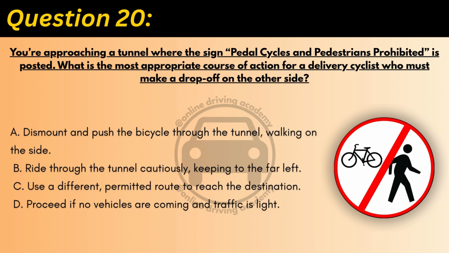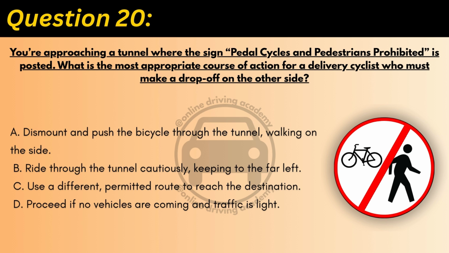And for our last question, you are approaching a tunnel where the sign pedal cycles and pedestrians prohibited is posted. What is the most appropriate course of action for a delivery cyclist who must make a drop-off on the other side? Is it option A, dismount and push the bicycle through the tunnel, walking on the side? Now from the previous question, we know that that is incorrect. Is it option B, ride through the tunnel cautiously, keeping to the far left? Or is it option C, use a different permitted route to reach the destination? Or is it option D, proceed if no vehicles are coming and traffic is light?